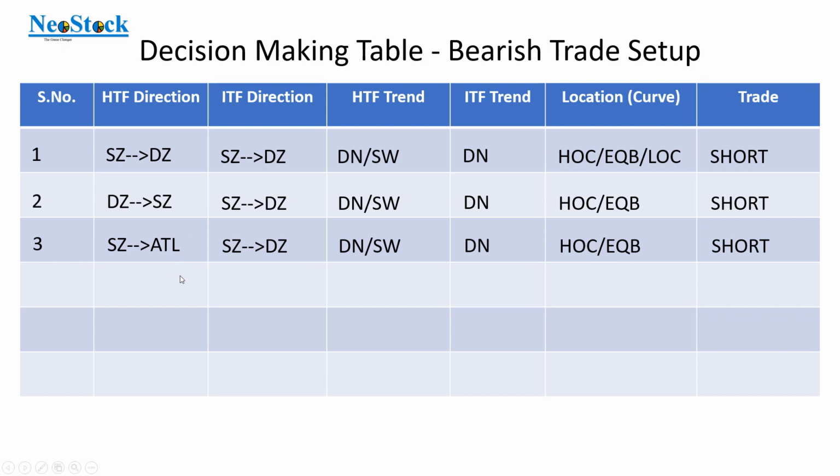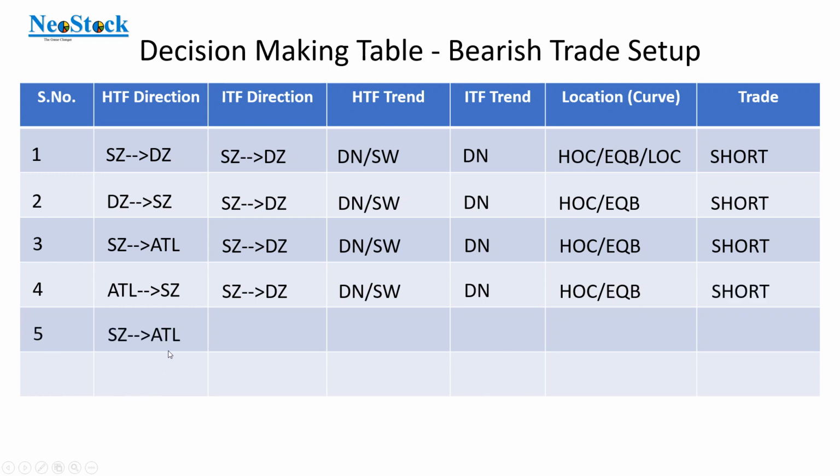Fourth scenario. Prices are moving from all-time low to supply zone. But the ITF direction should always be supply zone to demand zone. In this scenario, you can plan your trades in either high on the curve or equilibrium.